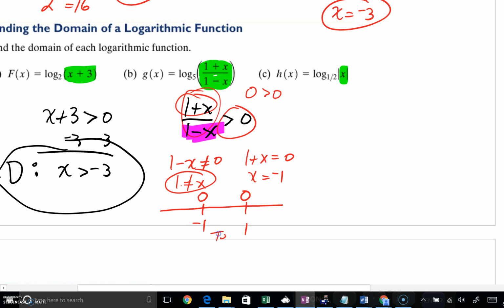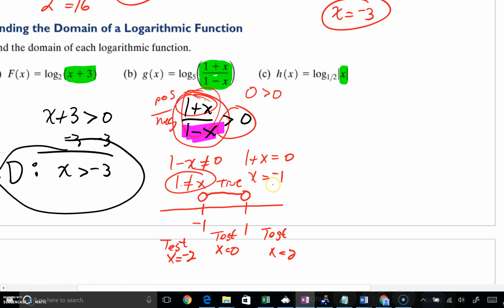So then what? We're going to do some testing. We'll say test x equals 0. Test x equals 2. Test x equals negative 2. I want to do this quickly. If I were to plug 0 into this original fraction, top is 1, bottom is 1, 1 over 1 is positive. That's true. That's going to be just like in here, right? And then we could say plug in a 2. The numerator would be positive. Denominator would be negative. Positive divided by negative is negative. Is that greater than 0? No. Guys, if you plugged in a -2, you'd see down below your denominator is positive, your top is negative. That's going to be false.